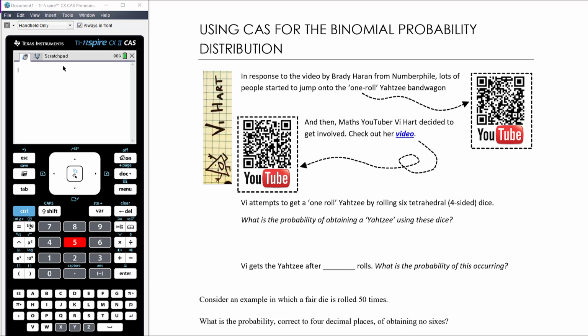Okay, so in this video we want to continue to look at the binomial probability distribution, but we're going to look at the inbuilt functions available to us in the CAS to enable us to solve more complicated problems.